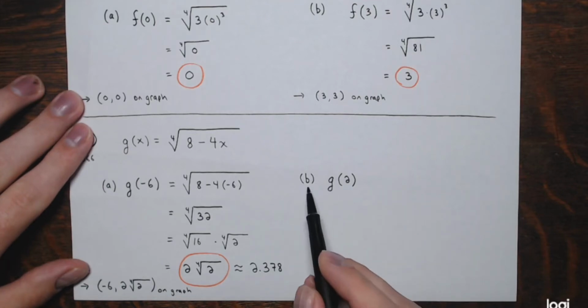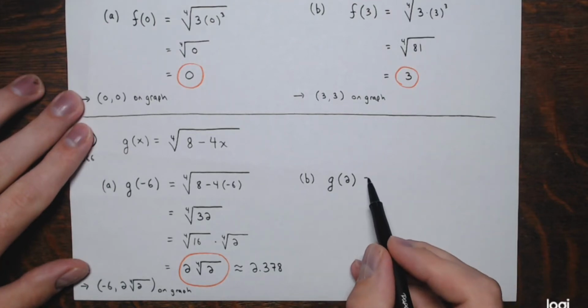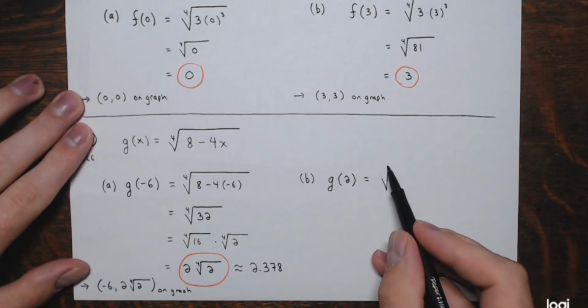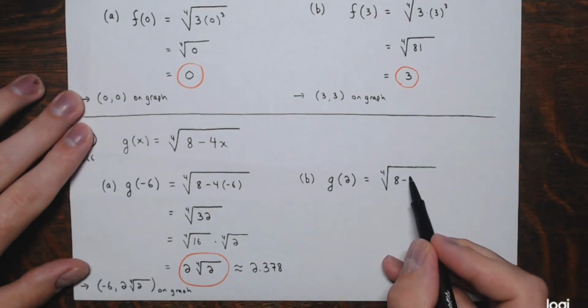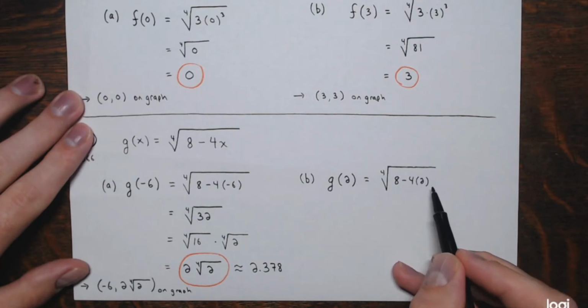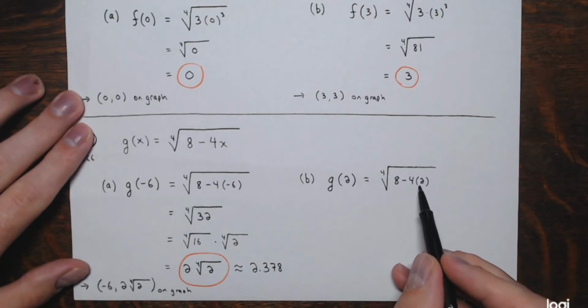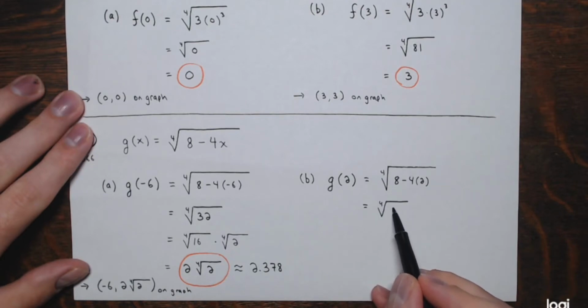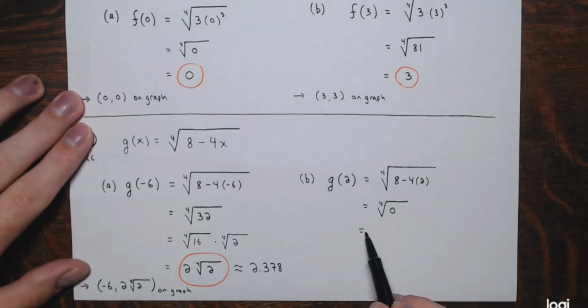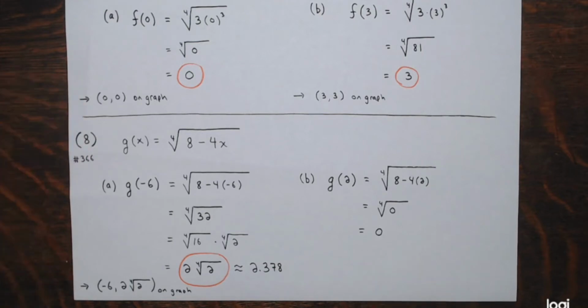Alright, then part B, same thing. What's g of 2? Right, input 2, so the fourth root of 8 minus 4 times 2. Well, that's 8 minus 8. That's 0. All right, this is the fourth root of 0, which is just 0. All right, so that's what they want.